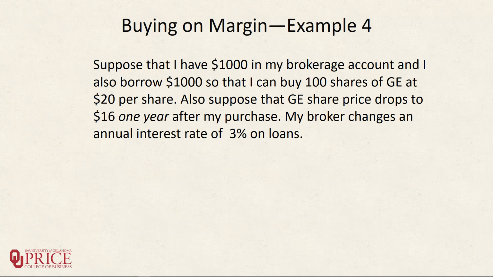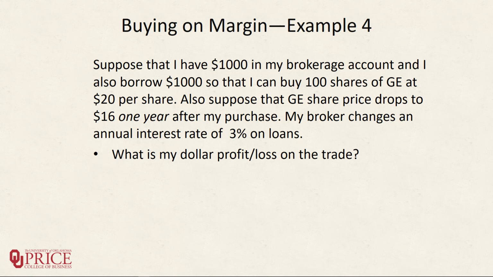Okay, let's take a look at example 4. In this example, we assume that we have $1,000 of our own money and we borrow $1,000 to buy 100 shares of GE at $20 per share. And after we made our purchase, the stock price of GE dropped to $16 per share. So that's 1 year after our purchase. The other assumption we make is that our broker charges an annual interest rate of 3% on the loan. So for the borrowed money here, we have to pay 3% per year.